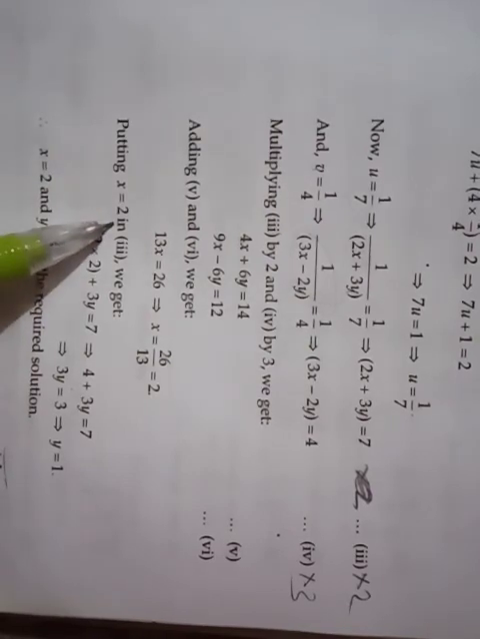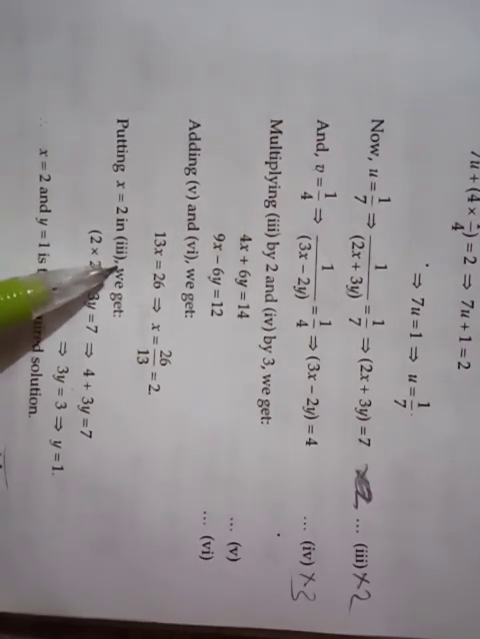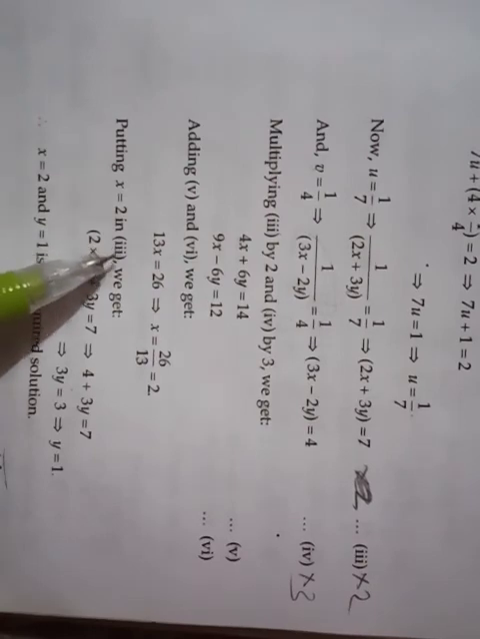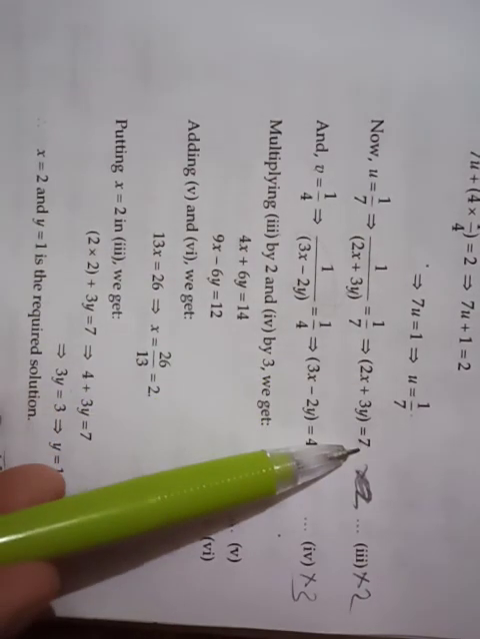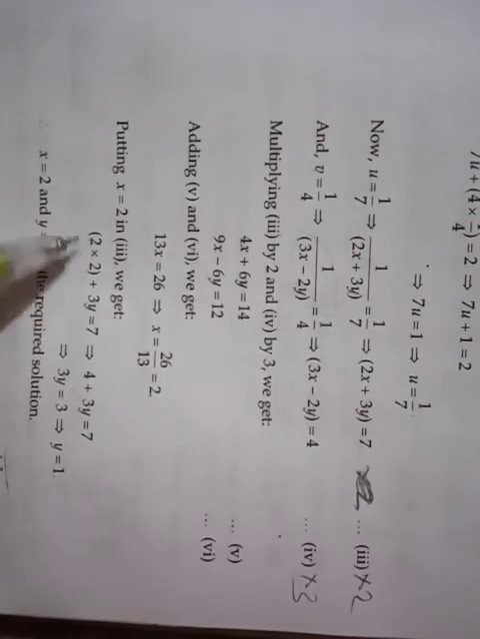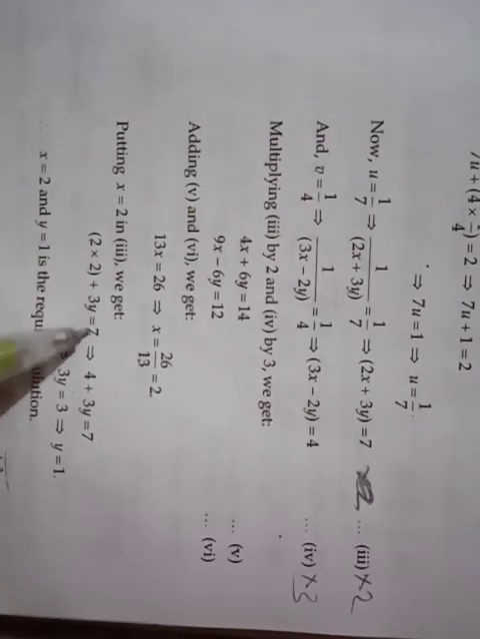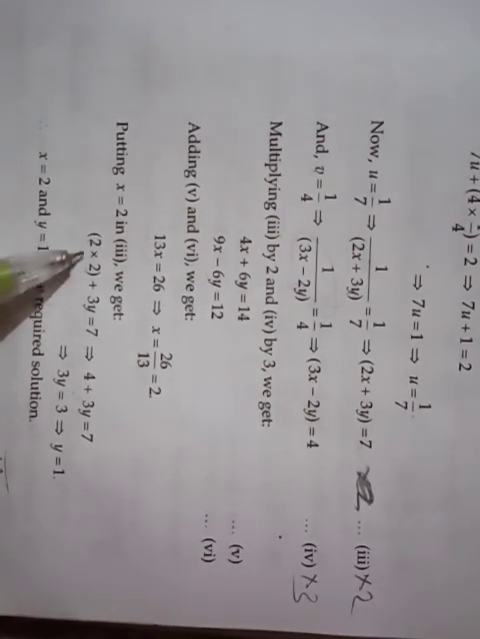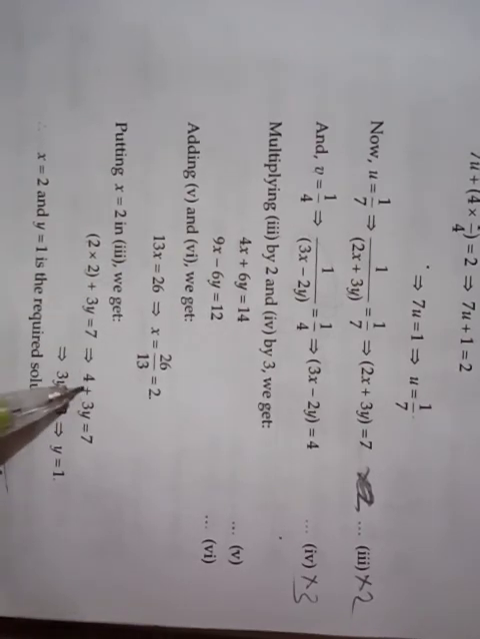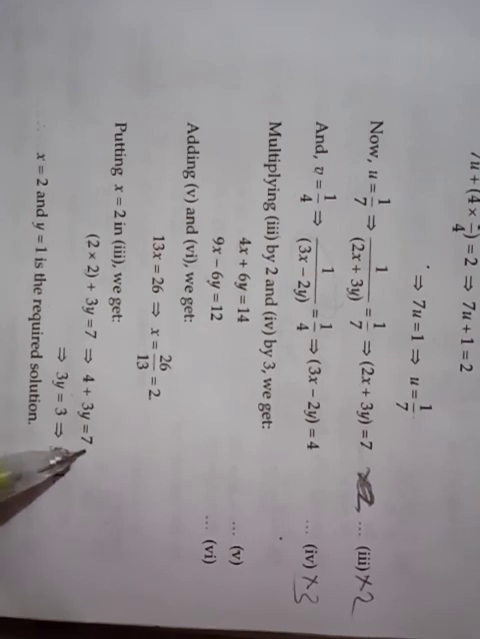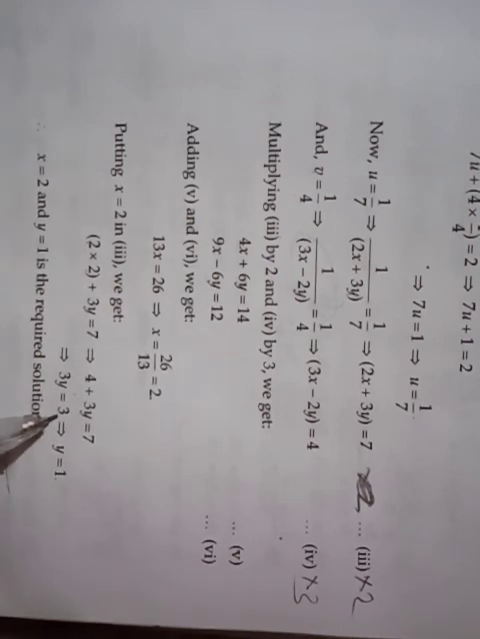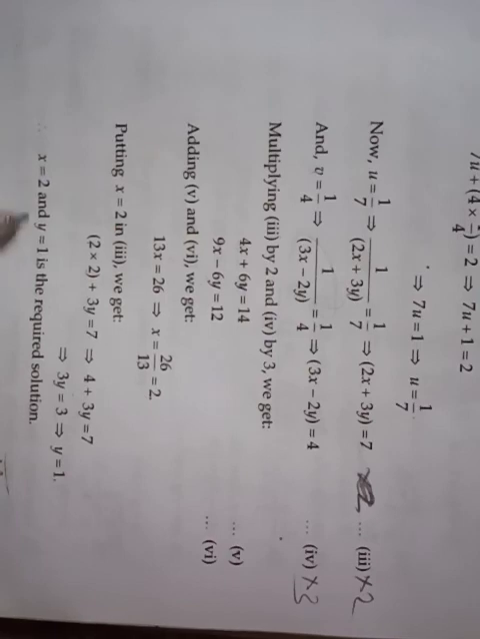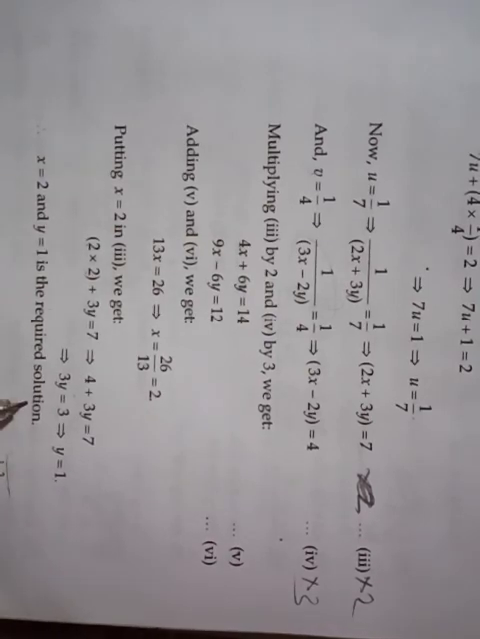Put x equal to 2 in equation 3. Equation 3 is 2x plus 3y equal to 7. So 2 into 2 plus 3y equal to 7, because x is 2. 2 2s are 4. 3y equal to 7 minus 4, when you send this 4 to that side, equal to 3. 3y equal to 3, so y equal to 1. So x equal to 2 and y equal to 1 is the required solution.